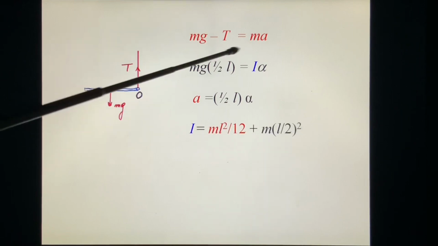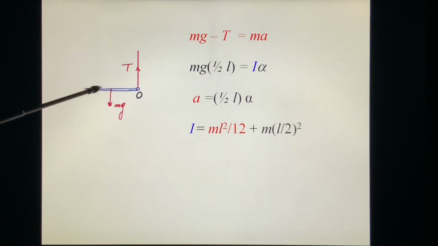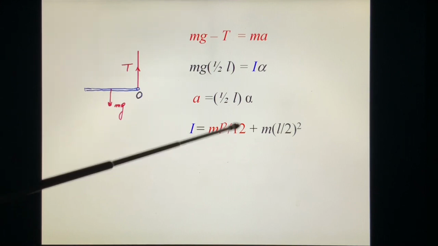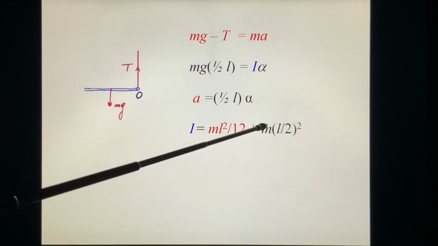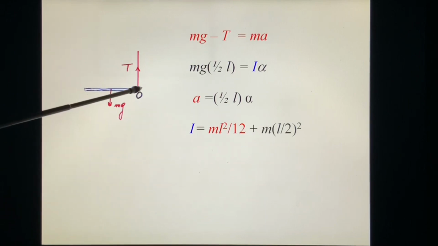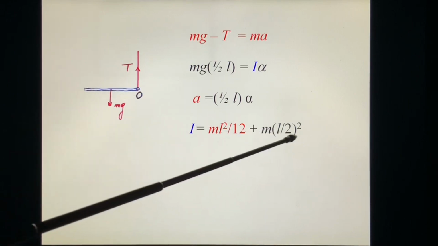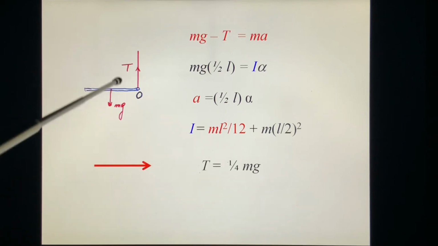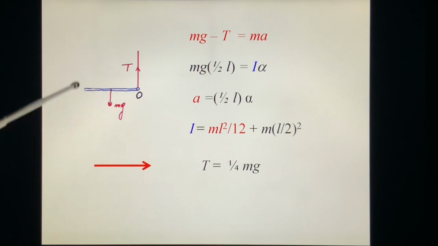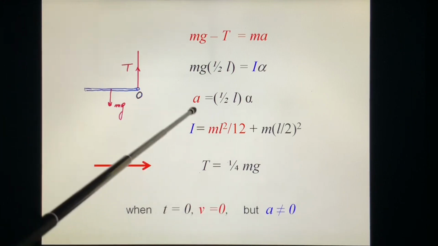And this I, we can check it in the table, or you can use the parallel axis theorem. This is the inertia at the center of mass, and this is the whole mass at the center of mass around O, distance half L. So this is mL squared over 3. Then we get the answer: T is for the C. At the beginning, the rod is at rest, velocity is 0, but it has acceleration. A is not true because we have this a.